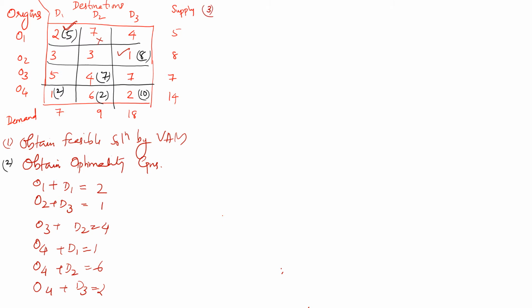It will be easy. The next step is to solve the optimality equation. Here for solving, we need to check which variable is repeating the most number of times. We can observe that O4 is repeating the most number of times, right? O4 is repeating 3 times. So put O4 is equal to 0. Since O4 is repeating the most number of times, I put O4 is equal to 0.